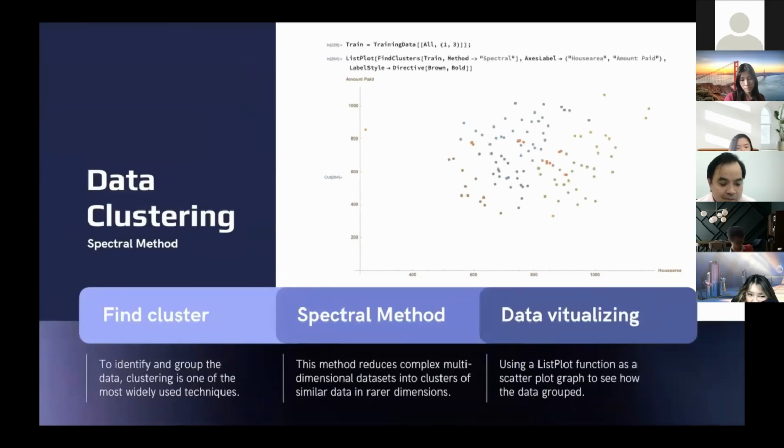Secondly, I did data clustering to identify and group the data. Clustering is one of the most widely used techniques. I used the spectral method since it reduces complex multi-dimensional data sets into clusters of similar data in fewer dimensions. Then I did data visualization using ListPlot to see how the data group.